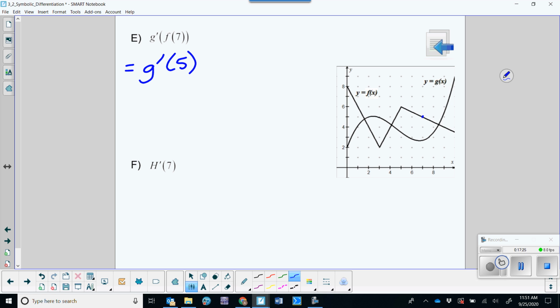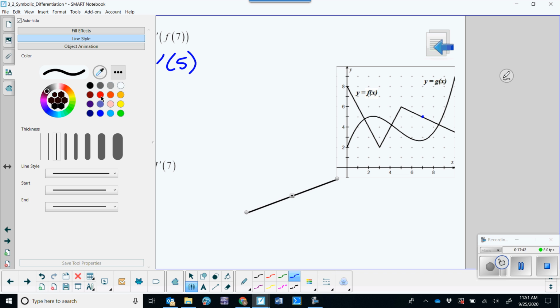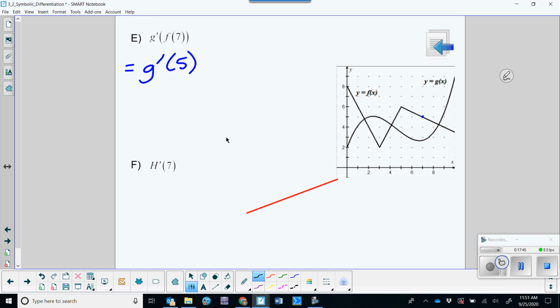And now we have to go on the graph of g and approximate the value of g prime of 5. So there's where we need that line again. Okay, so I'm going to use that line, and I'm going to go to 5 on g. Remember, g is the curvy one. So right there, and then I'm going to have to change the slant of my line. So you can use, again, a protractor and go to where 5 is and do the best you can to draw a tangent line there at 5. Okay, so there's my tangent line at 5.